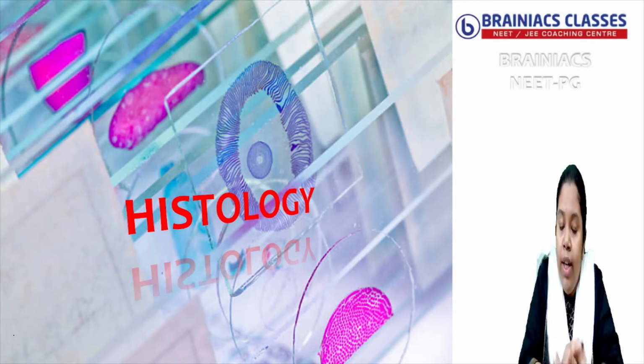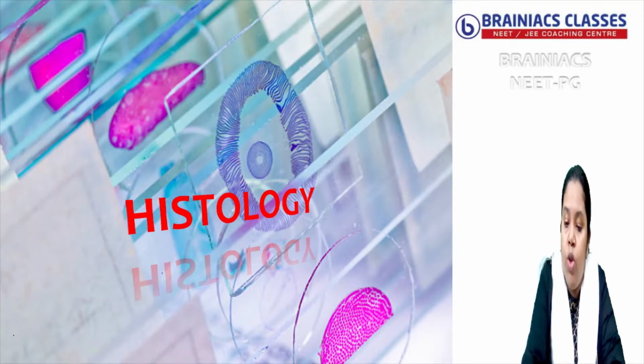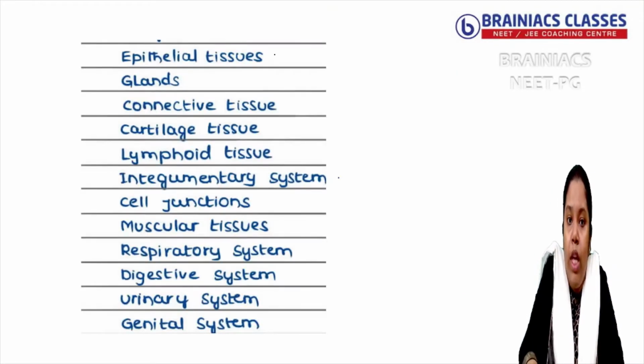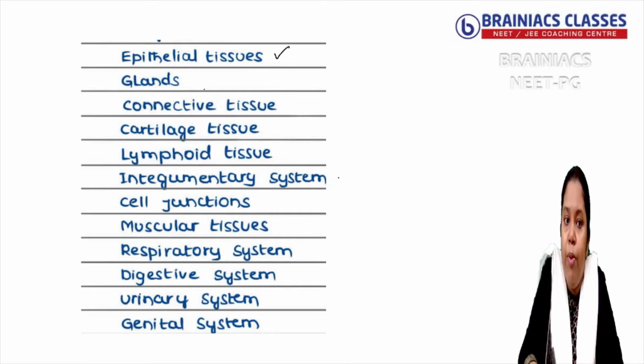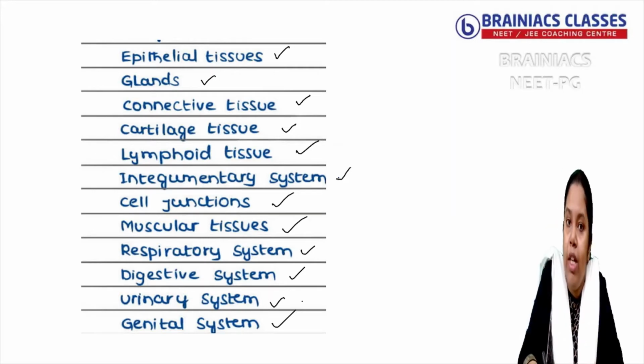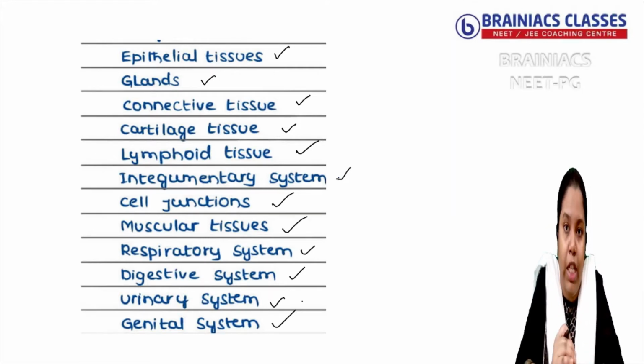So in this video module, we are going to discuss histology. We'll see what topics we need to cover. First, we will discuss the epithelial tissues. Then we'll move to the glands, connective tissue, the cartilage, the lymphoid, the integumentary system where you will see the skin, the cell junctions, the muscular system, tissue, respiratory system, digestive system, urinary system, and the genital system. First we will see the common histology and then we will move on to the respective system.